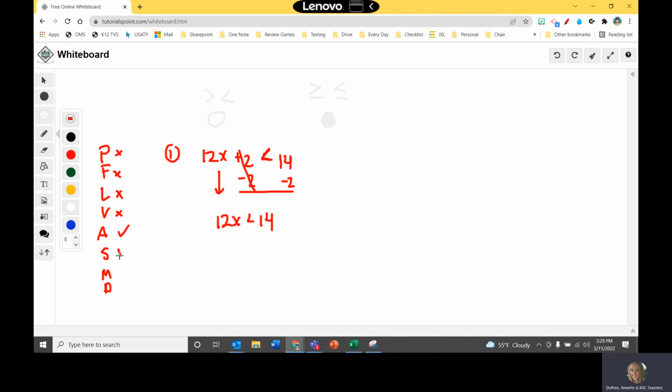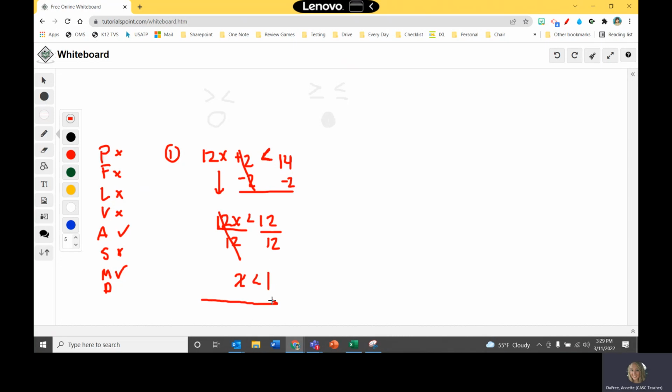All right, there's no subtraction to undo, there is multiplication. This is multiplying by 12, so we're going to undo this by dividing by 12. I just saw where I made a careless mistake. 14 minus 2 is in fact going to give us 12. So let's try this. We get 12x divided by 12. Well, we know 12 divided by 12 becomes 1x, which is just x, which is what we want, is less than 12 divided by 12, which is 1.